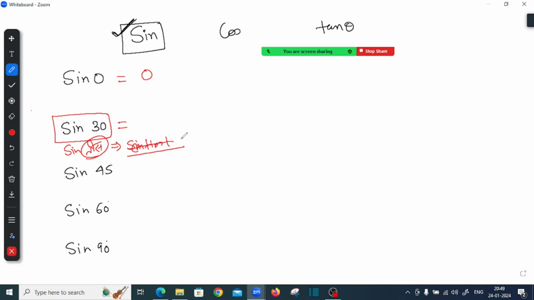Scientist. And scientists are half mad. It is generally said that scientists are half mad. So sine 30 is half. Any problem?